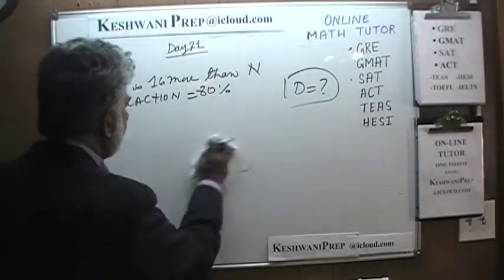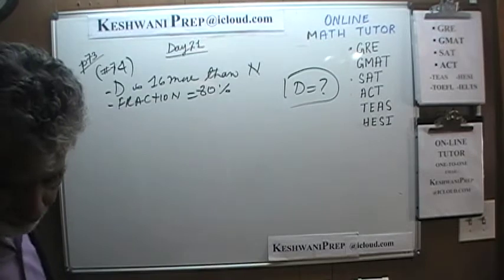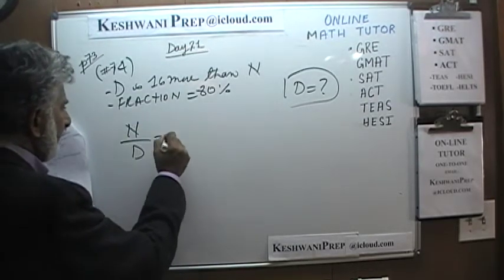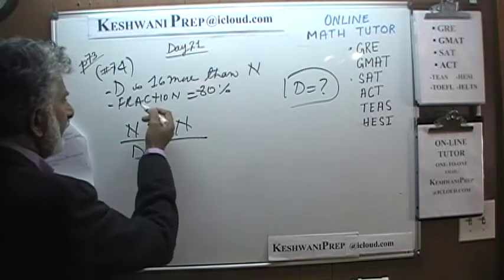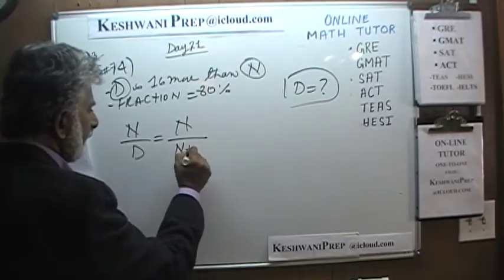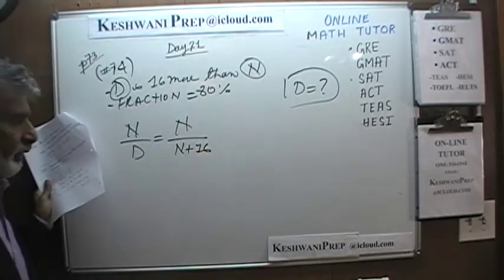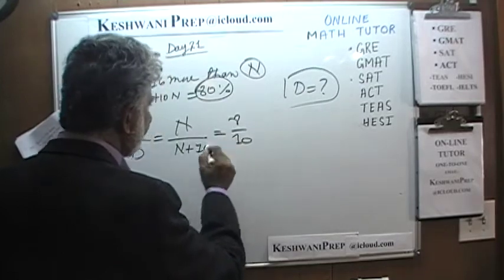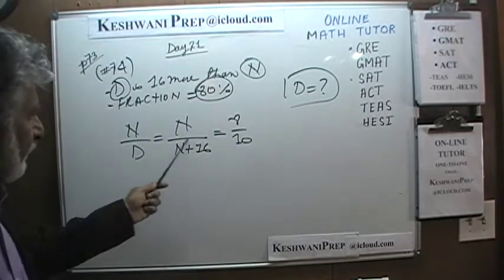Let's set it up. Again, there's not much to it. So here's our fraction, numerator over denominator, and the denominator we are told is 16 more than the numerator. So whatever the numerator is, the denominator is 16 more than that. And we are told that that is equal to 80%, which is 8 over 10. Let's cross multiply.